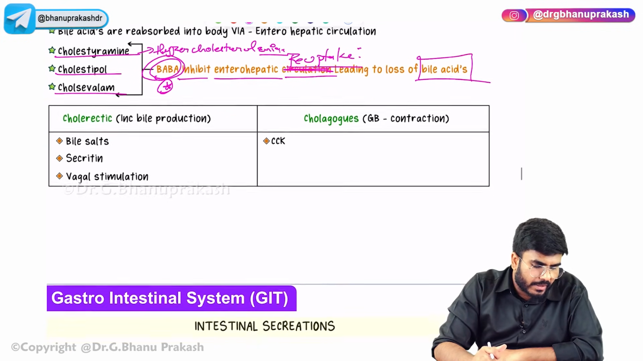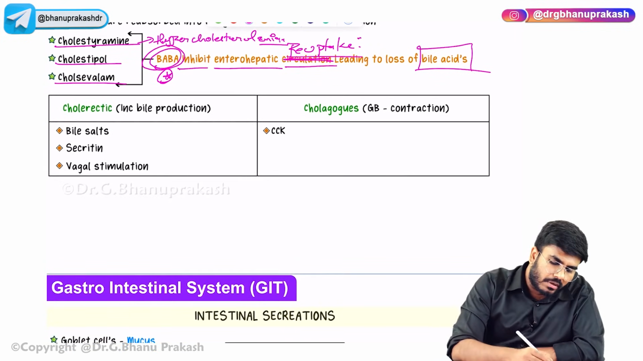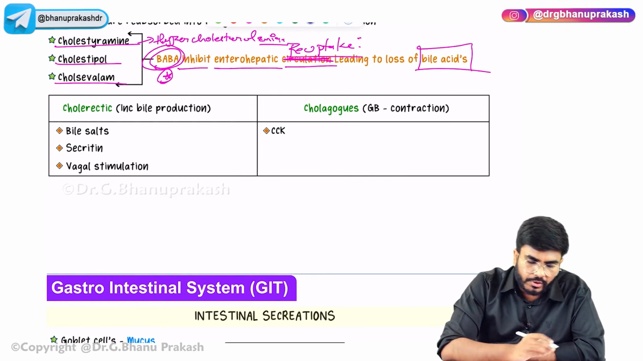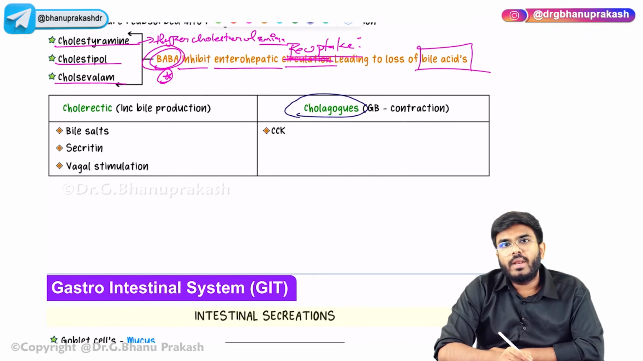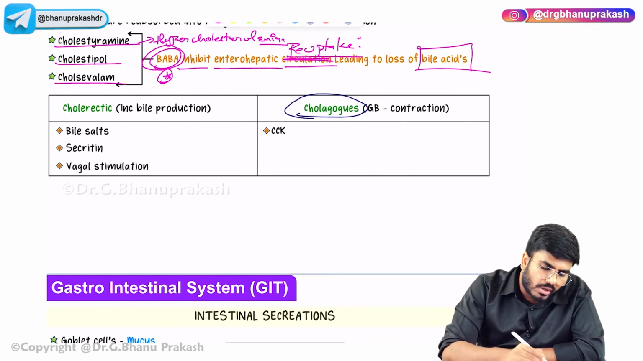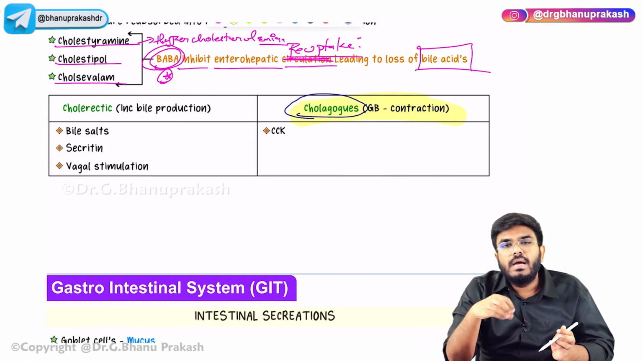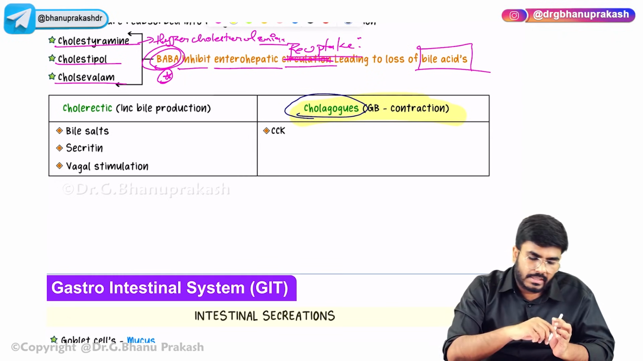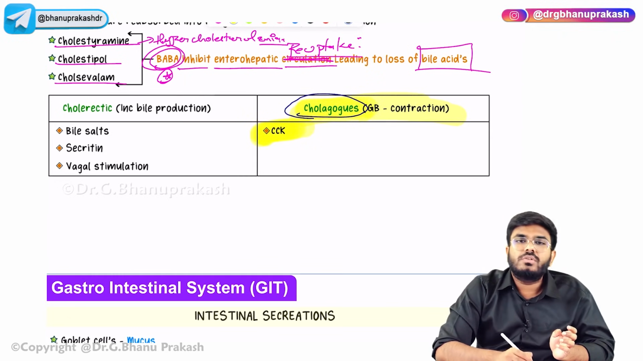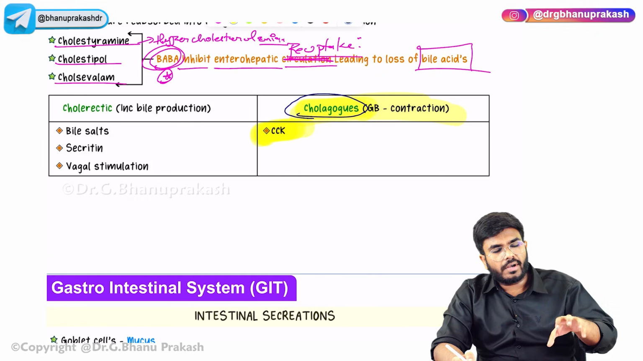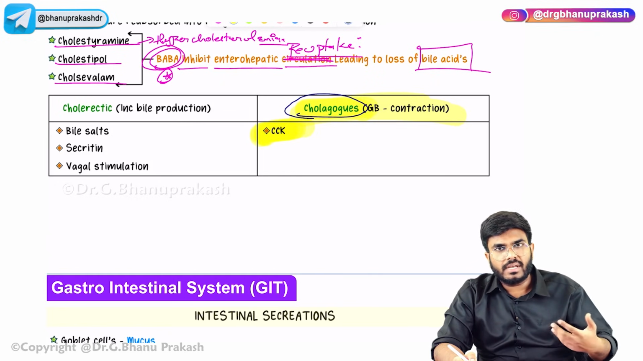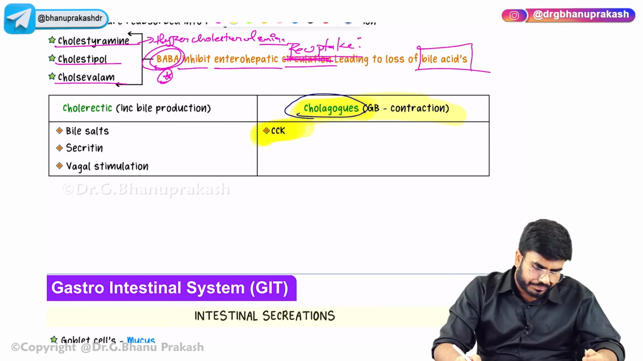Cholestyramine and colesevelam. Now, certain terminology I want you to know. What is a cholagogue? Who is a cholagogue? The one who causes the contraction of the gallbladder and helps in the bile release is called a cholagogue. Who is that? Cholecystokinin. So cholecystokinin causes the contraction of the gallbladder and helps in the release of bile. That's called a cholagogue.